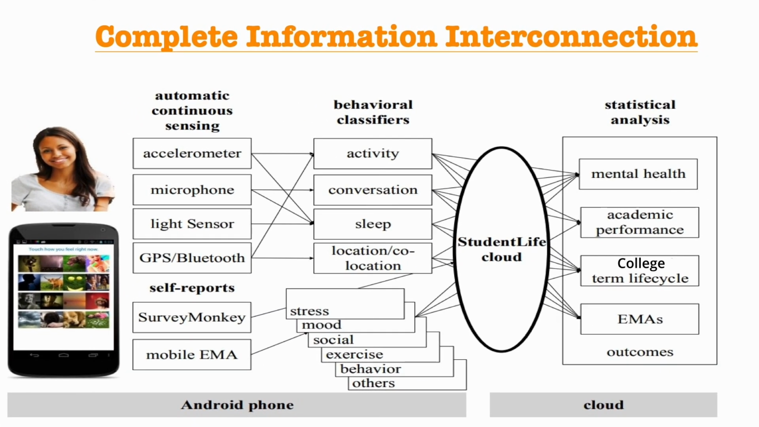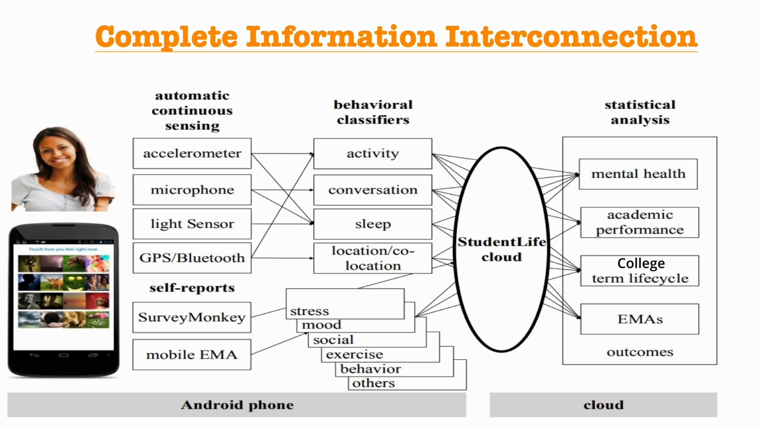This diagram shows the interconnection between the phone of the student and the student life analysis. In the sensing part, we are using the smartphone. There are two types of sensing data we are gathering. The first among this is automatic continuous sensing. These sensors do not require human intervention to perform its job. They operate themselves and send the data collected to the classifiers above.